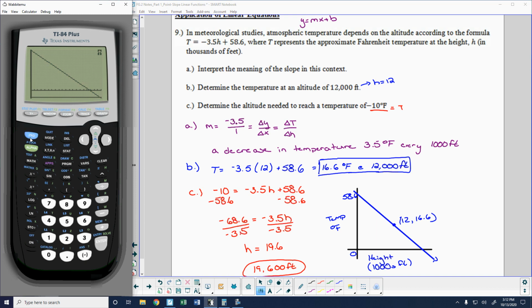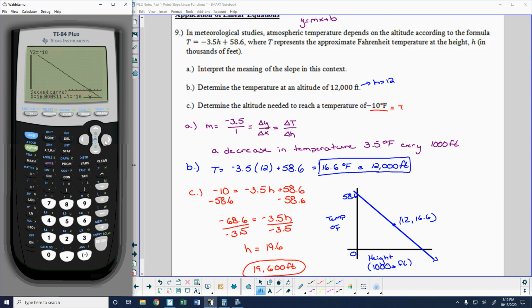And so to find that solution, I'm going to hit second, trace. I'm looking for where they cross or where they intersect. That would be option number 5. It's going to ask for the first curve. I'm going to go ahead and bump my cursor down close to this intersection, making sure it's on one of the lines, and then hit enter.